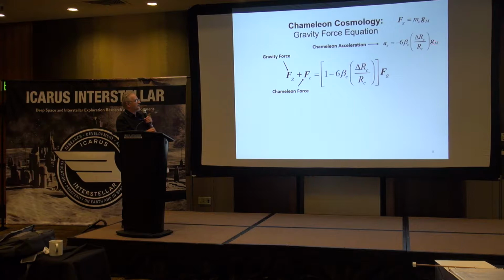I wanted to point out, though, that if you calculate the thin shell thickness for the Earth, it's on the order of 10 to the minus 14 meters. So it's very small. You can't see it. You can almost call it the fifth dimension if you wanted to.